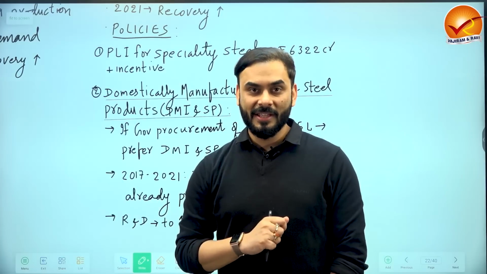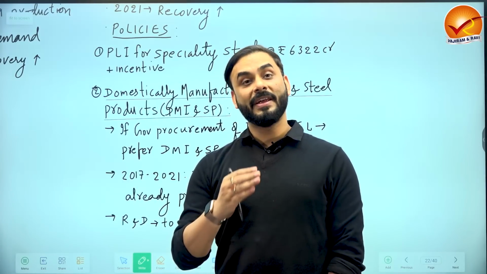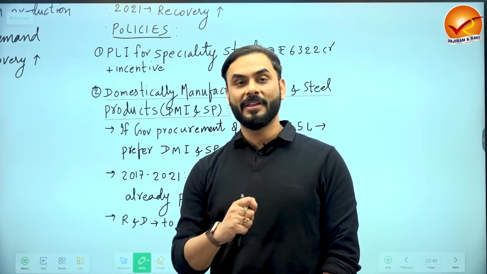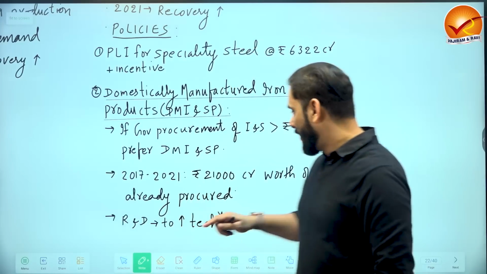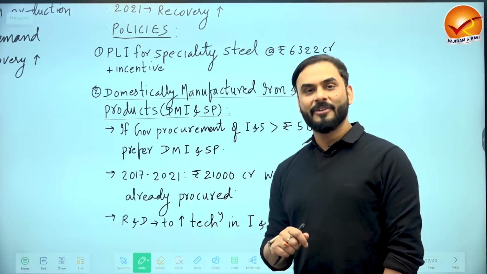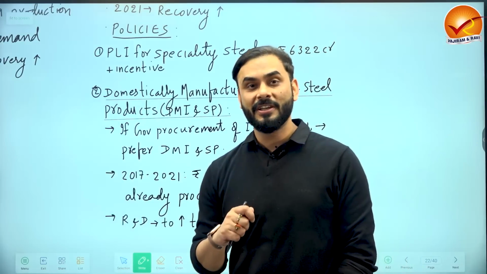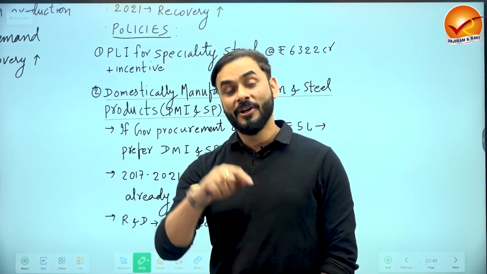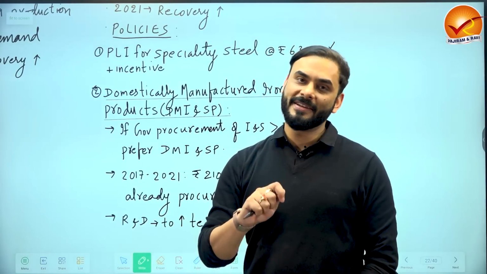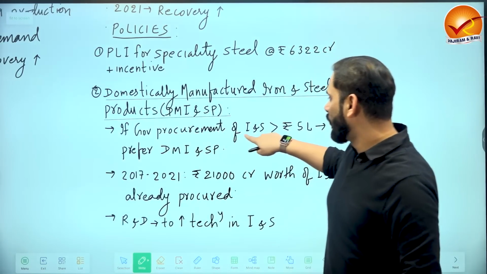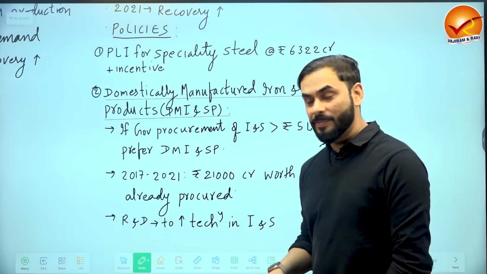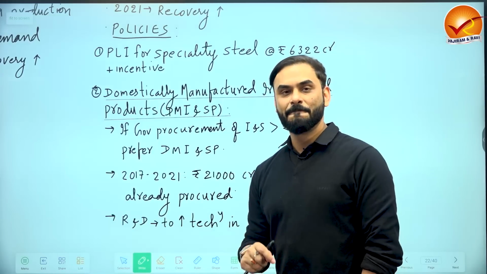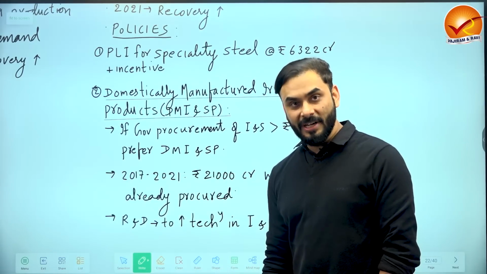So the government of India is saying that if the requirement of Indian public sector enterprises, which means government companies, for steel is greater than 5 lakh rupees, which means if government companies require steel worth more than 5 lakh rupees, they have to buy that steel which has been manufactured domestically in India. Right? So if government procurement of iron and steel is worth more than 5 lakh rupees, then the government is saying you have to prefer domestically manufactured iron and steel. Now this scheme started in 2017.